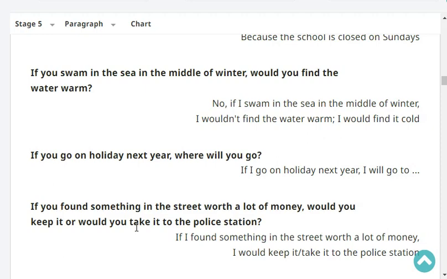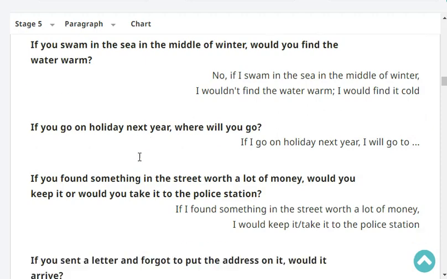If you found something in the street worth a lot of money, would you keep it or would you take it to the police station? If I found something in the street worth a lot of money, I would take it to the police station. Very good.